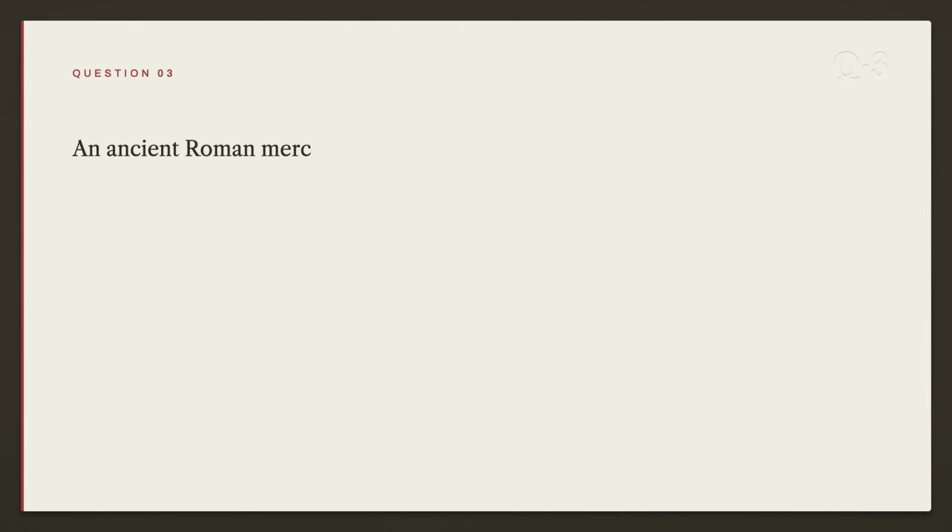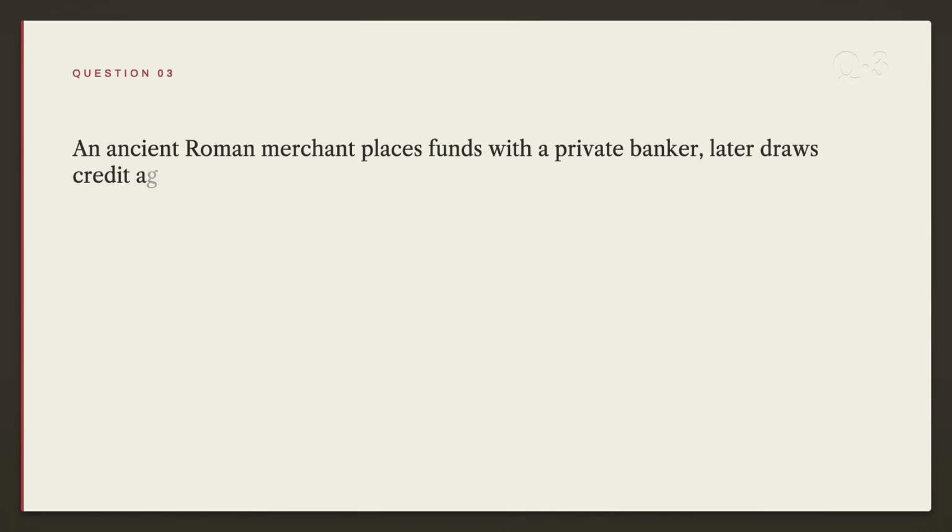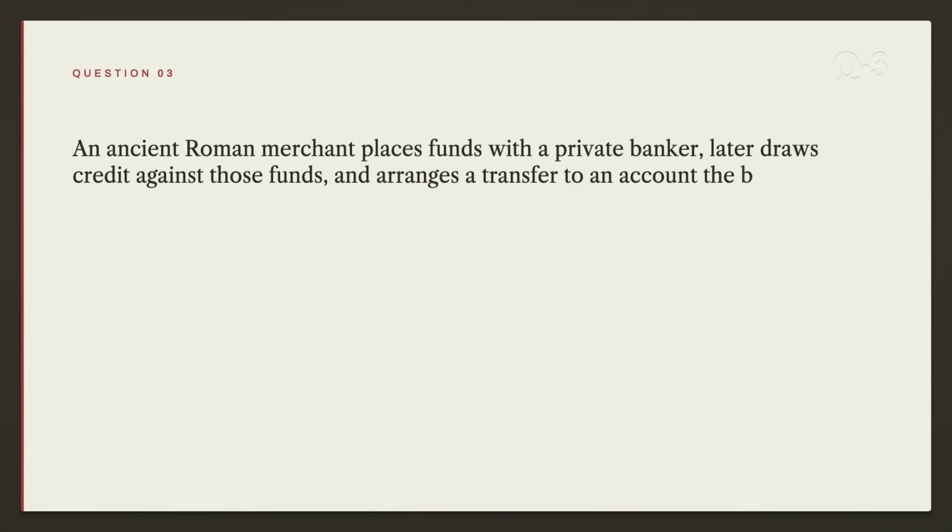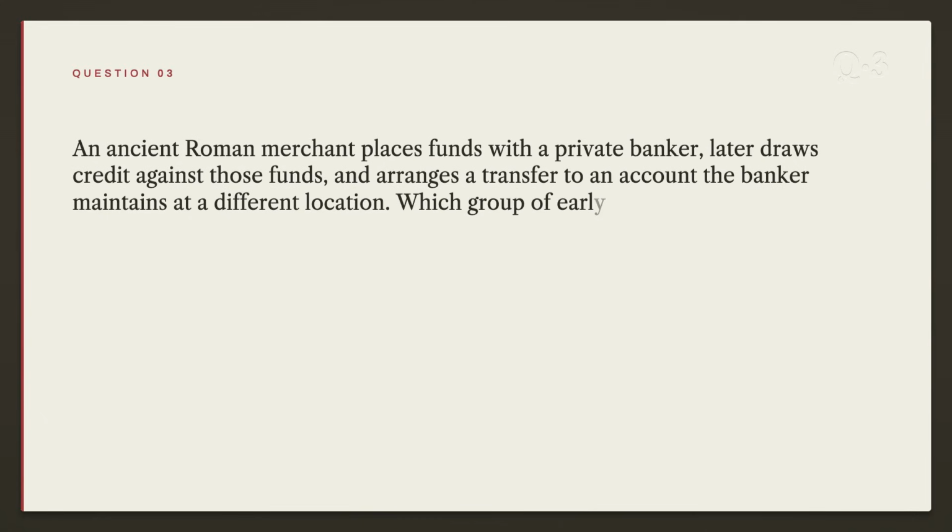Question 3. An ancient Roman merchant places funds with a private banker, later draws credit against those funds, and arranges a transfer to an account the banker maintains at a different location. Which group of early bankers is being described?